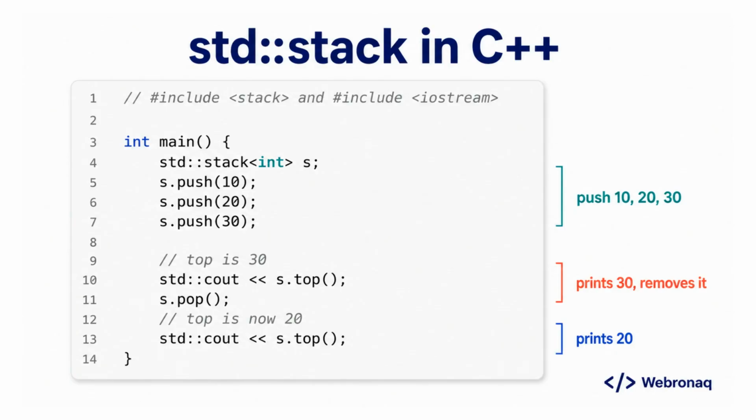Then s.pop removes that 30. Now 20 is on top, and calling s.top again prints 20. The standard library stack wraps whatever underlying container you choose, defaulting to a deque. Simple, readable, and efficient. Next, let us look at where stacks show up in the real world.